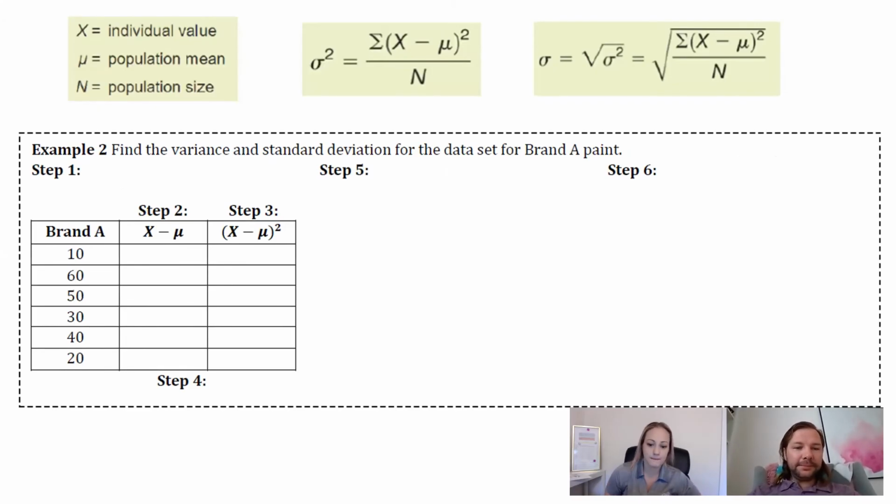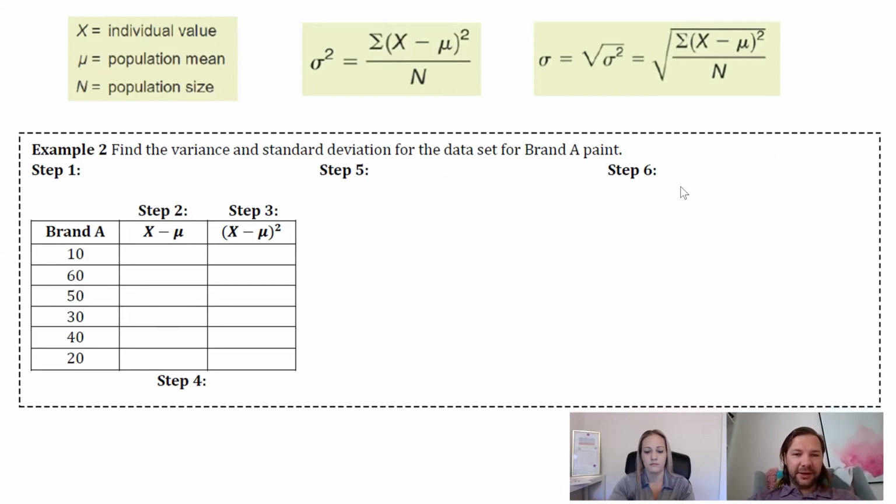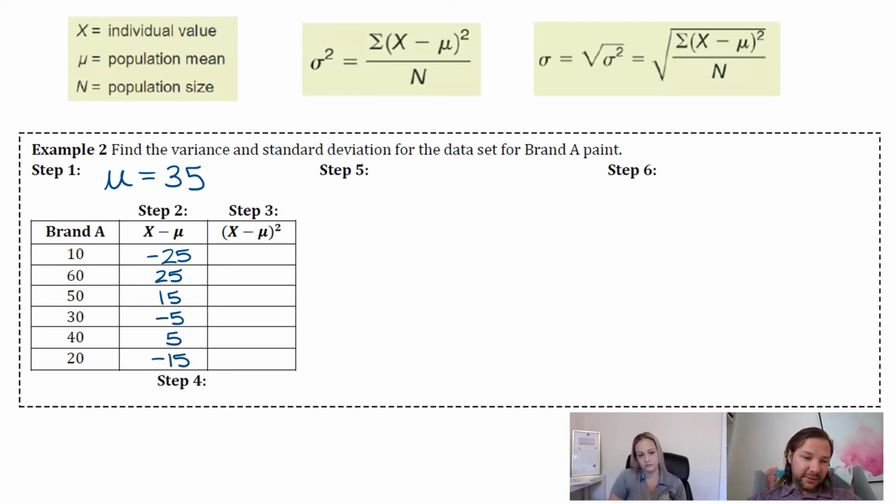Okay, so we're going to do a quick calculation using that example brand A that we saw on the first slide. We've already done the first step for calculating the variance and the standard deviation, which was to calculate the x minus mu. Mu was 35, the mean of our data set. So if you take 10 minus 35, you get negative 25. 60 minus 35 is 25, and so on. That's how you populate the first column of this table.